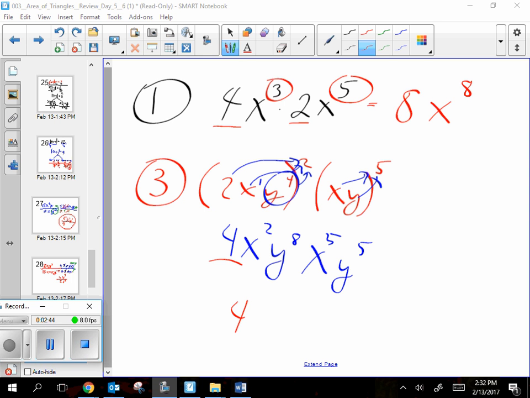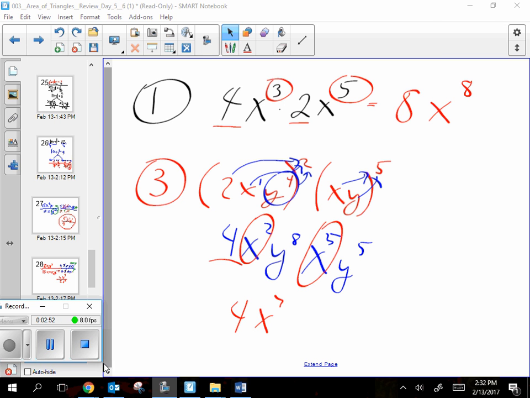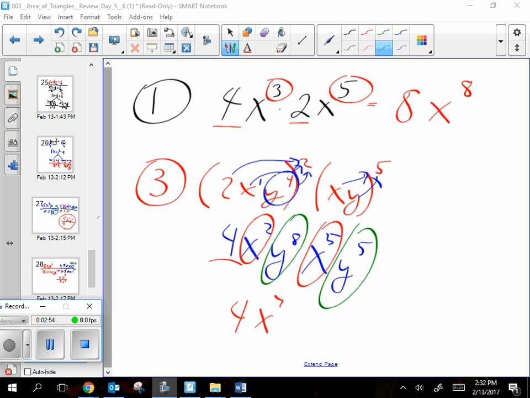Then the x's go together. And you should have said x to the 7. And the last one is the y's. The y's go together, y to the 13. There you go. That's how you do that kind.